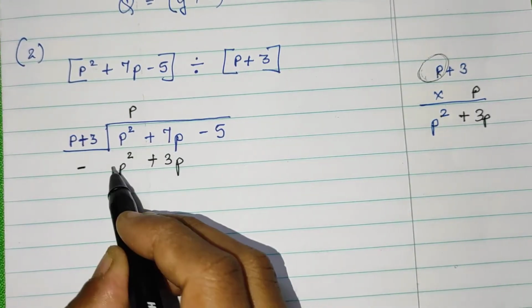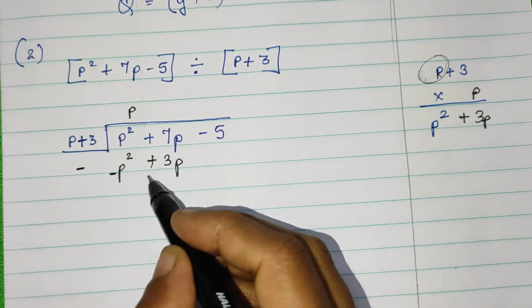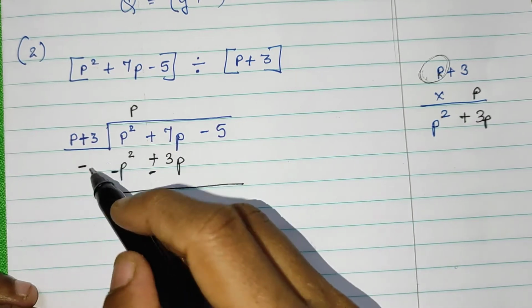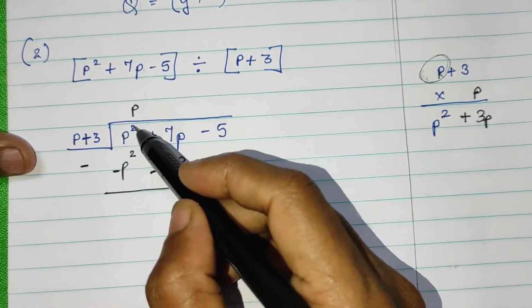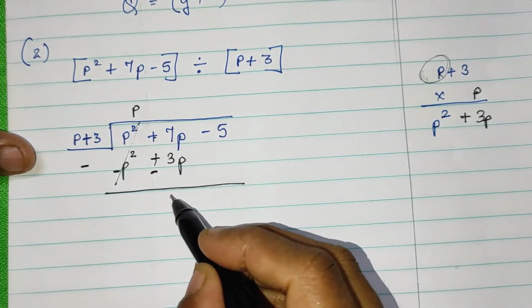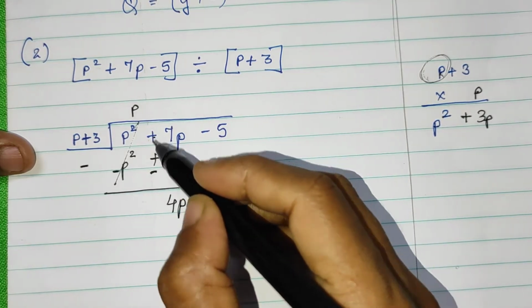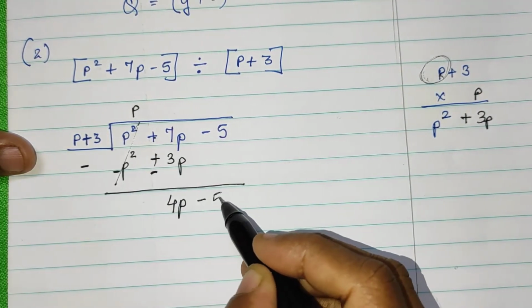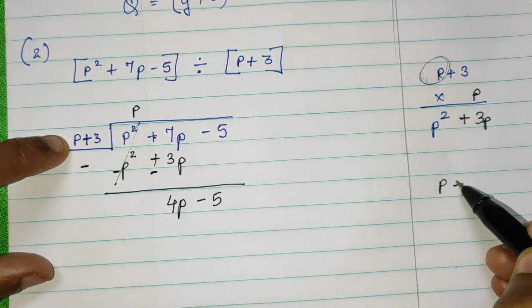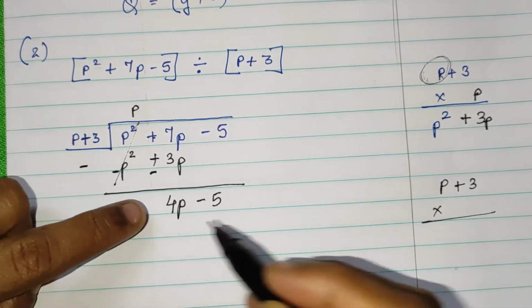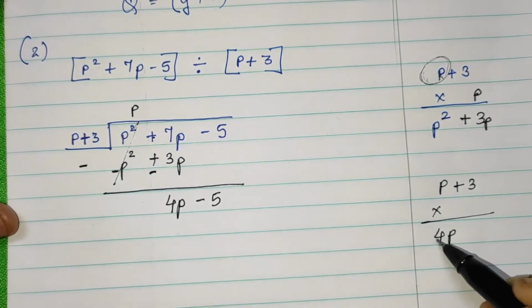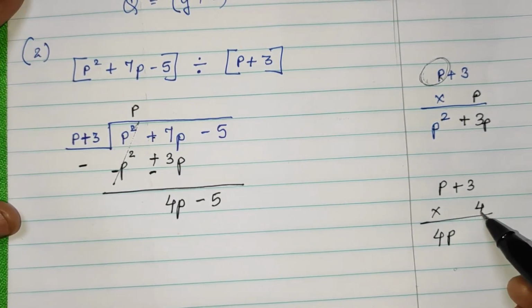Now minus into plus, minus. Now this gets cancelled, and plus minus minus: 7 minus 3 becomes 4. So this is 4p and 7 is positive. Now you copy this as it is. Now again copy this divisor over here and then look at the dividend's first term. You need 4p and you have only p. That means 4 is missing.